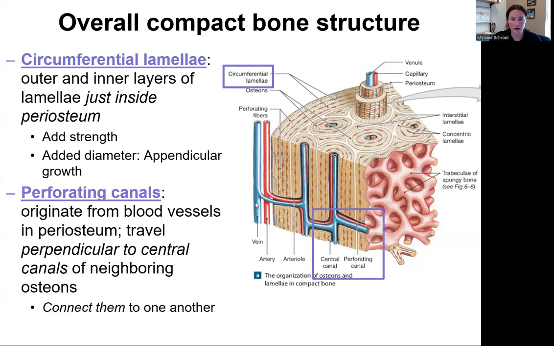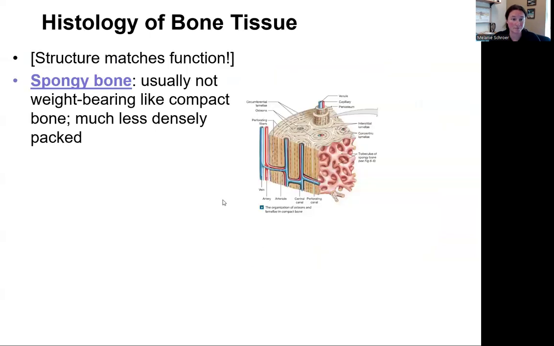I also want to point out these perforating canals. These blood vessels, again, enter from the outside and branch off into the central canals of the osteons, but this blood vessel here, the one that is traveling in a transverse direction, we call these perforating canals because they're literally poking a hole in the bone and delivering blood to each osteon. So that's the compact bone.